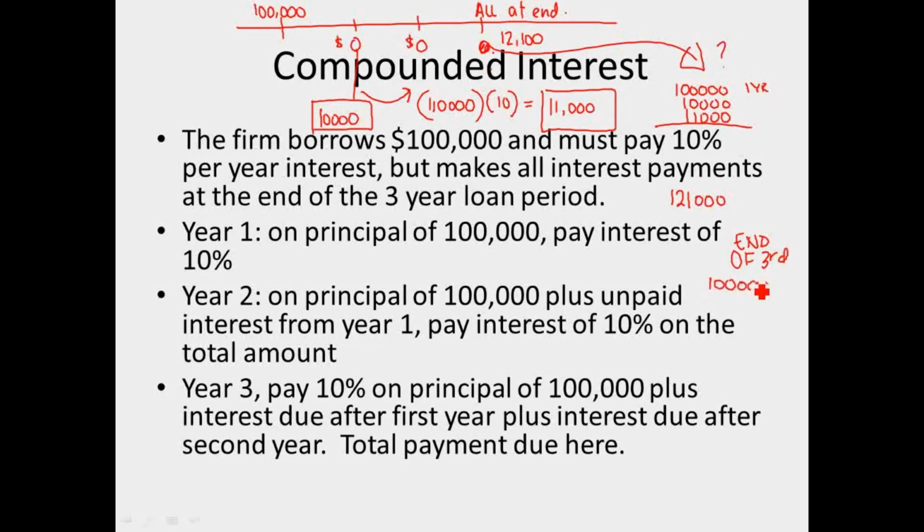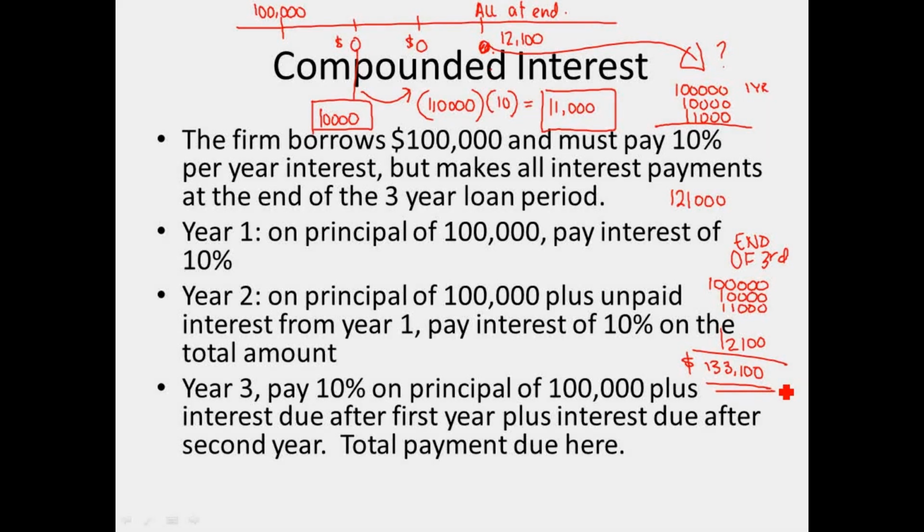Okay, so this is a situation where at the end of the third year, I need to pay back $100,000 plus all the borrowings that I've made, which would be the $10,000, the $11,000, and the $12,100. Okay? So instead of just paying you $130,000, how much do I have to pay you? $133,100. Right? So is it kind of obvious why paying you all at the end is going to be more expensive for me than paying you as we go?